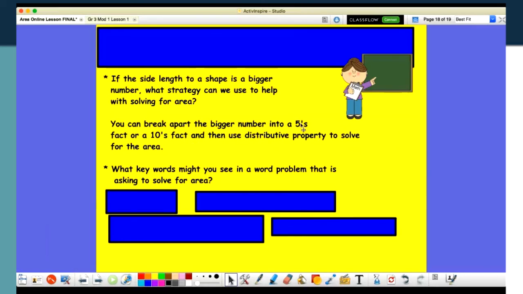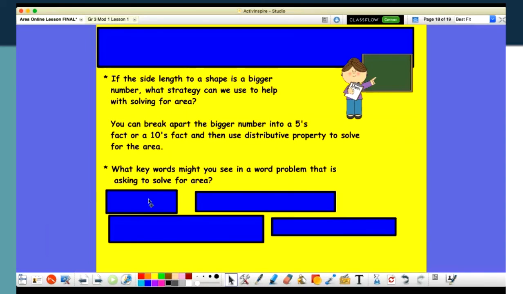Now, does it have to be a fives fact or a tens fact? No, it does not. It can be another addition fact for that bigger number, whatever is easier for you in solving. You have that choice.